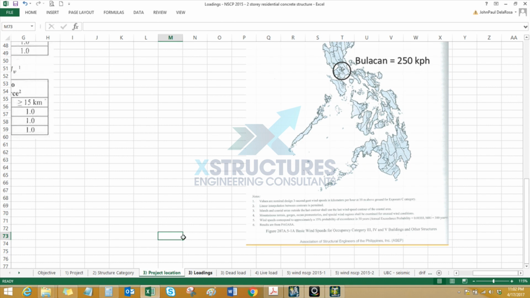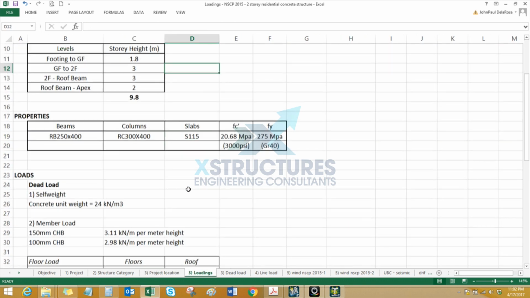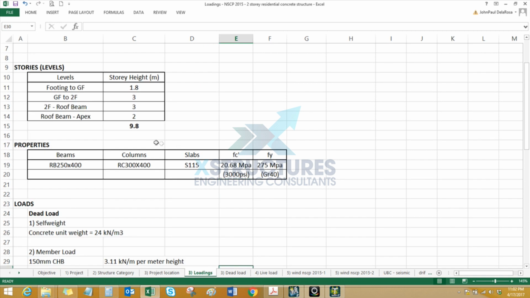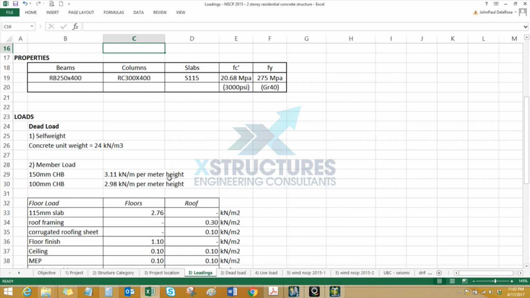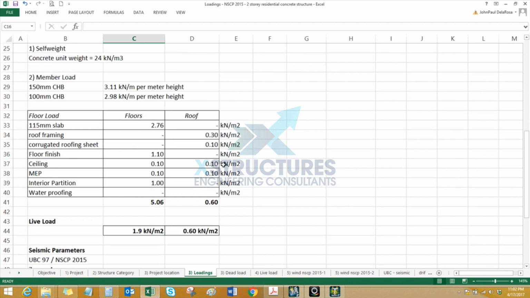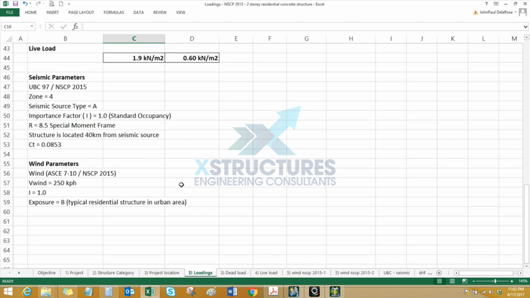Okay, loadings. Ito yung loadings natin. Okay, so hindi natin i-discuss yung concrete frame, no? Kasi ang i-design natin ngayon is yung purlins tsaka yung truss. Okay? So, ito yung mga loadings natin. Mamaya i-discuss natin to pag nag-loading na tayo sa truss. So, wind parameters natin, velocity of wind is 250 kph, importance factor is 1.0, then exposure B, typical residential structure in urban area.